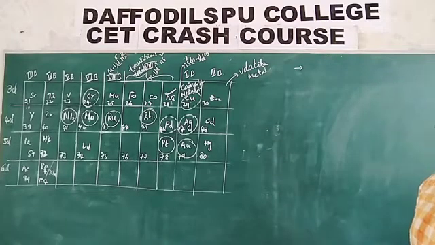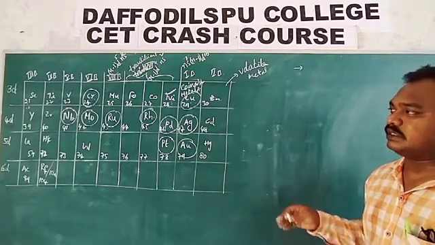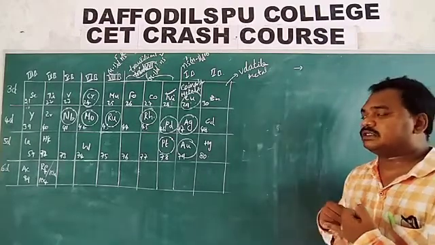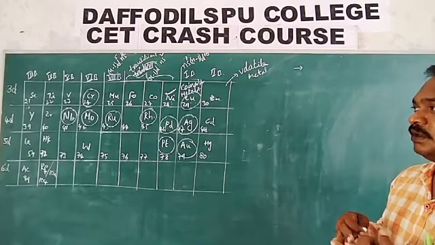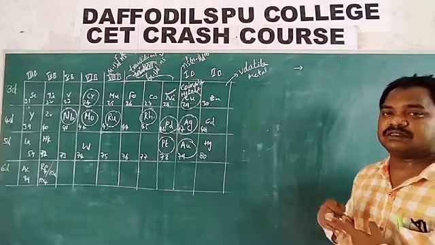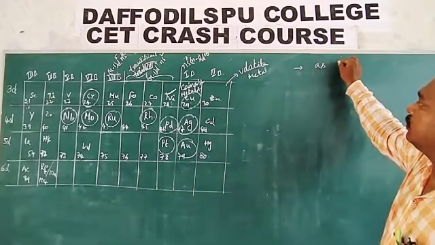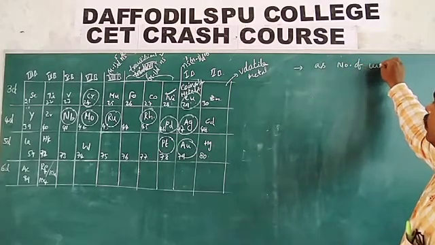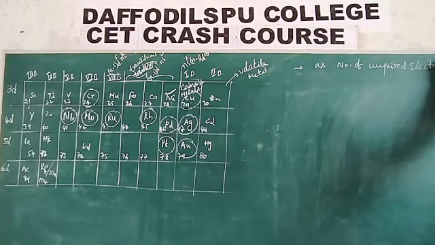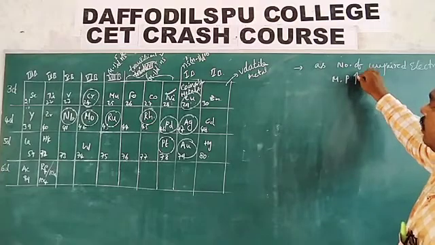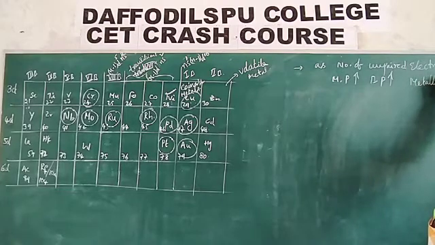As the number of unpaired electrons increases, metallic bond strength increases, and metallic character also increases. Melting points increase, boiling points also increase. As the number of unpaired electrons increases, MP increases, BP increases, metallic nature increases.